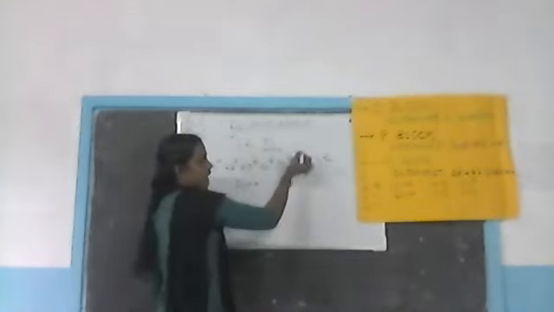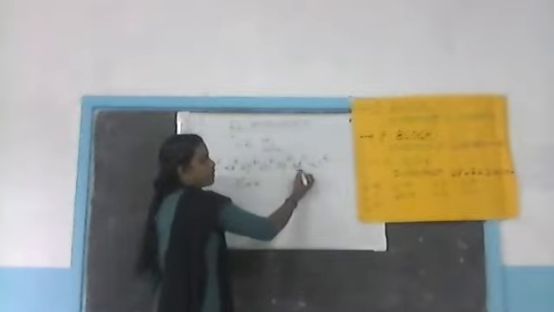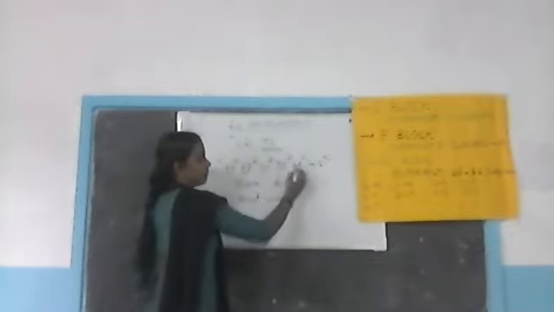Which is the block here? The last electron is added in which subshell? D. So D is their block. And now find out the period number here. How can we find out the period number? That is the biggest shell number. Here, which is the biggest shell number? 1, 2, 2, 3, 3, 3, 4. Which one is the biggest number? 4. So that 4 is their period number.